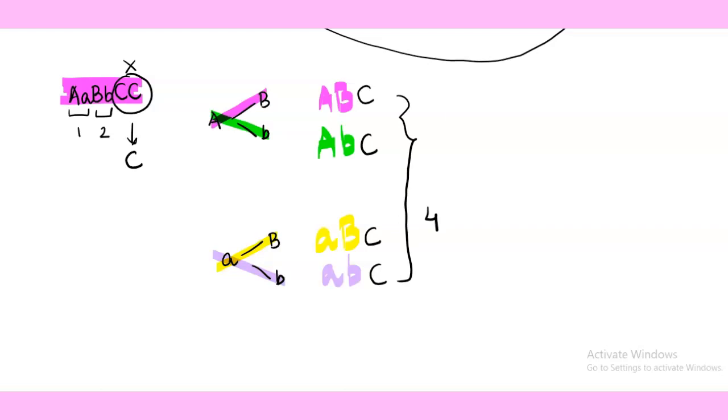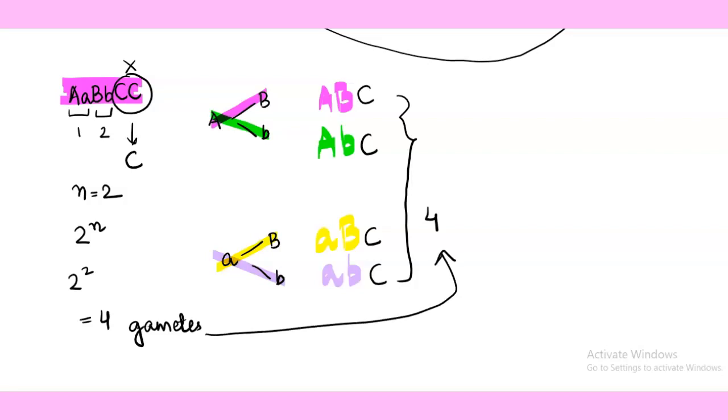Now how to find out whether we have calculated the right number of gametes or not? See here, the value of n is 2, meaning 2 heterozygous pairs are there. And we know that the formula to calculate the number of gametes is 2 to the power n. We simply put the value of n in this formula and it gives the answer as 4 gametes. That means in the given genotype, only 4 gametes could have been formed, and we have written these 4 here. Thank you so much.